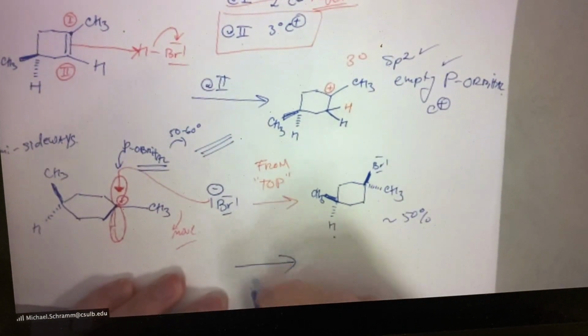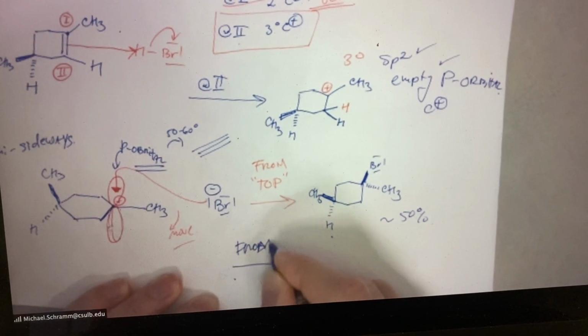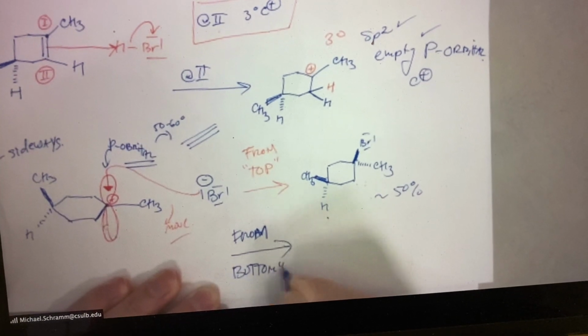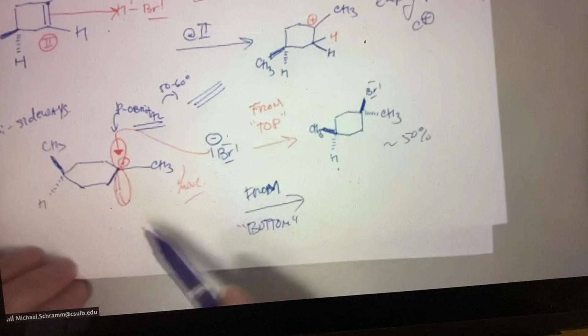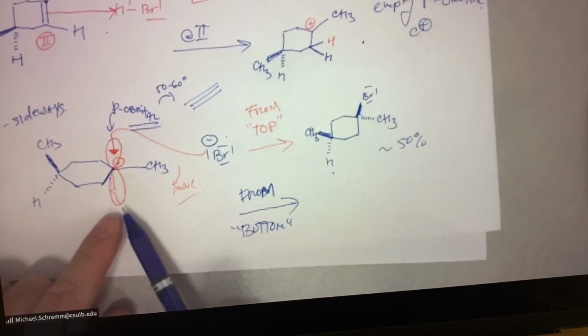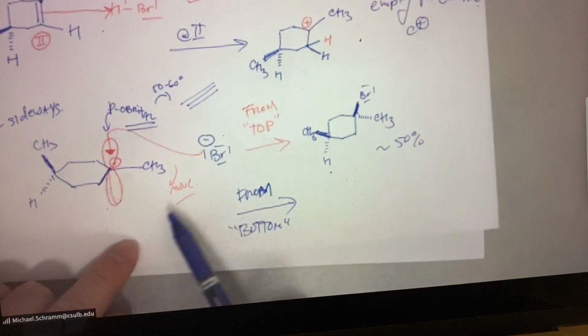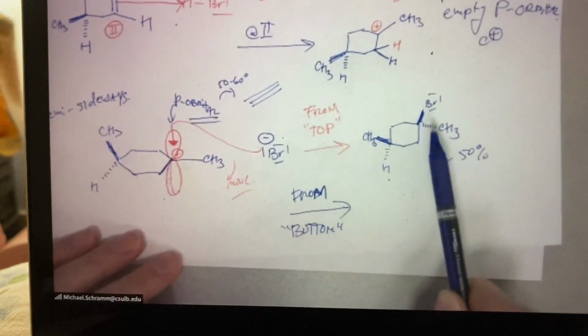And what happens if we did it from the bottom? What if we pushed bromide in from the bottom? I'm not going to draw it on the same picture. That doesn't make a whole lot of sense, right? This mechanism really shouldn't have things going into two orbitals at the same time. But if bromide comes from the top, it leads to this.